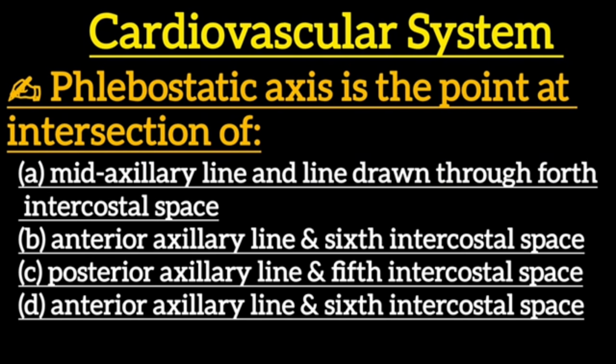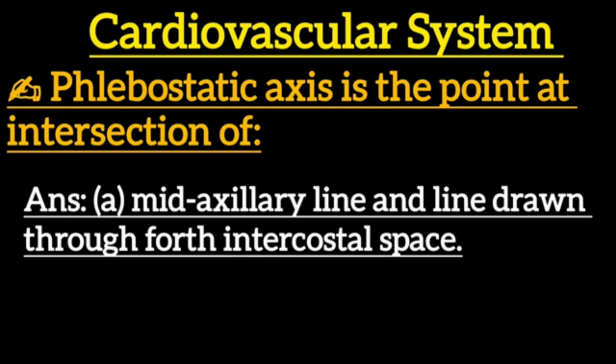Next one is, phallostatic axis is the point at intersection of option A, mid axillary line and line drawn through fourth intercostal space. Option B, anterior axillary line and sixth intercostal space. Option C, posterior axillary line and fifth intercostal space. And option D, anterior axillary line and sixth intercostal space. Correct answer is option E, mid axillary line and line drawn through fourth intercostal space.